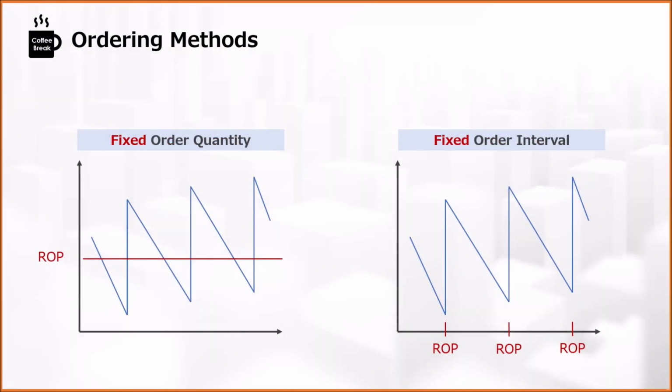The ordering method introduced here is a method where a fixed order quantity is defined in advance. Generally, this is called the fixed order quantity system. An order is placed when the inventory level falls below the reorder point. On the other hand, a method where orders are placed at predetermined intervals is called the fixed order interval system or periodic review system. In reality, there are many more ordering methods.